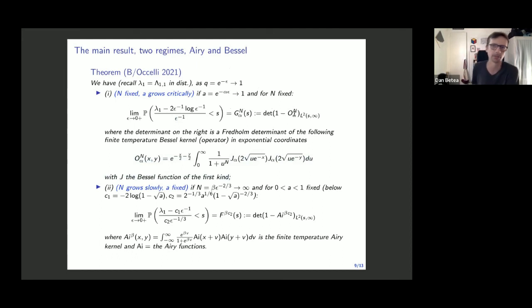I should explain what that means in a second. When epsilon goes to 0, there's a second regime, when n grows slowly but A is fixed and grows like this. And then lambda 1 grows differently, order epsilon inverse with fluctuations epsilon to the -1/3. And you get a different distribution in the limit, which is this Tracy Widom distribution in finite temperature. So it's a Fredholm determinant of this kernel.